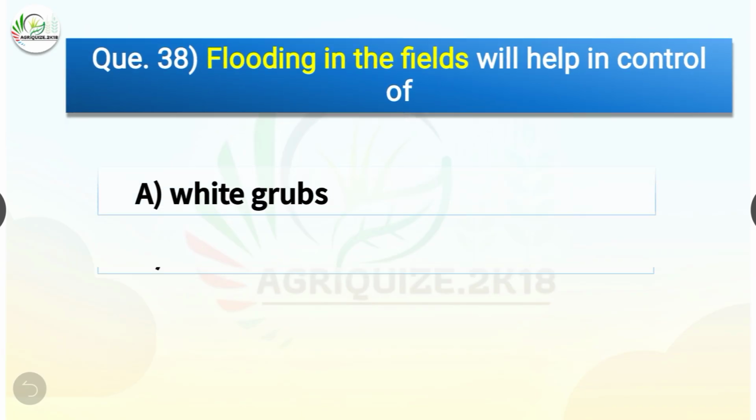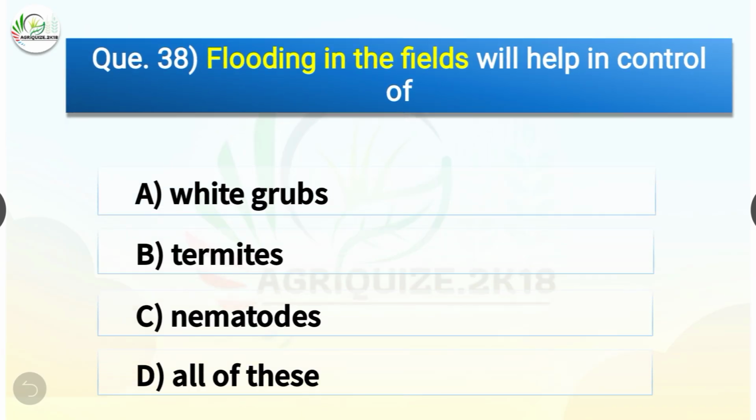Question number 38. Flooding in the fields will help in control of. The options are white grubs, termites, nematodes, or all of these? The correct answer is option D, all of these. So flooding in the fields will help in the control of all the three: white grubs, termites, and nematodes.